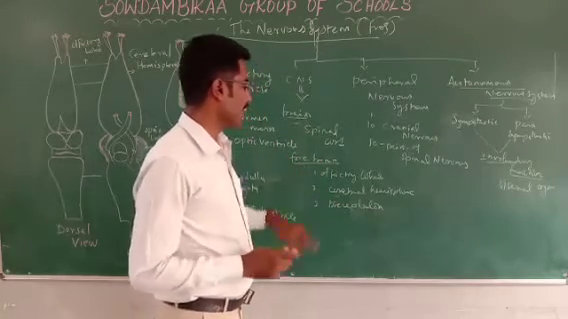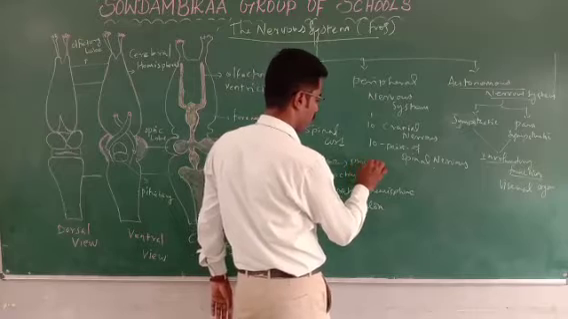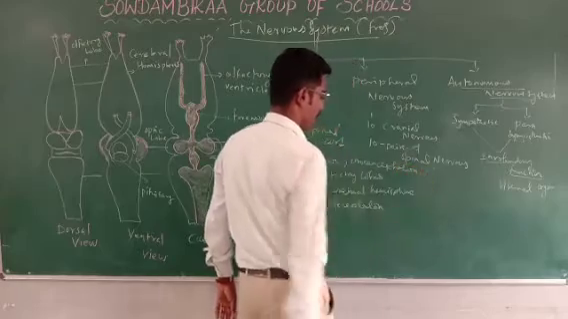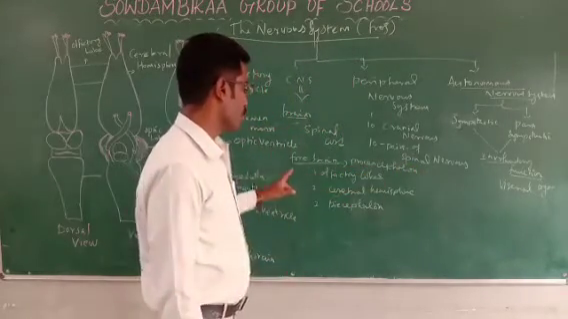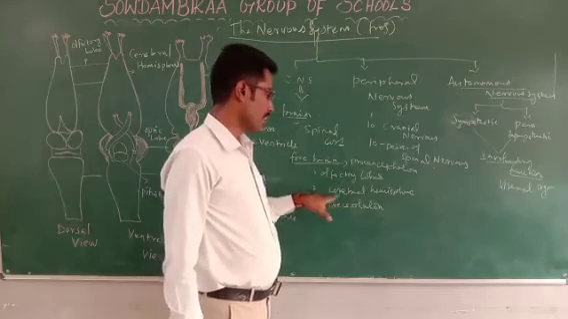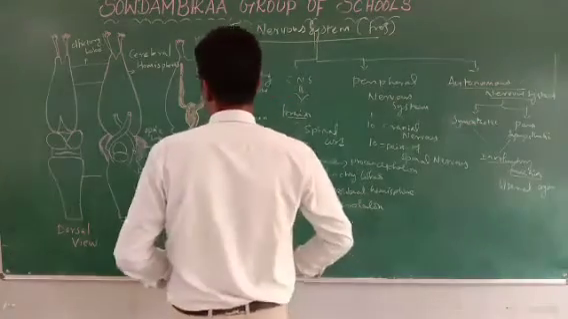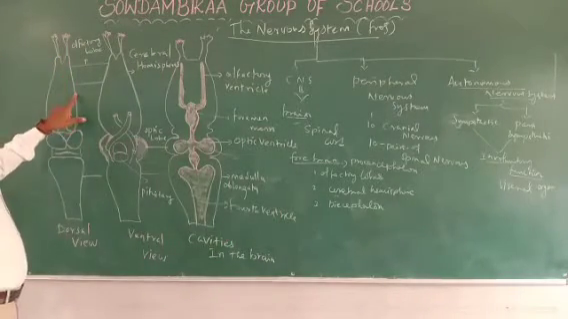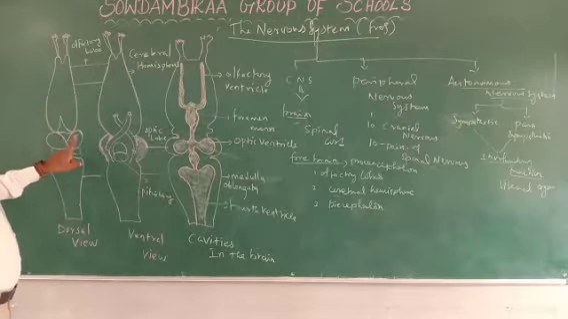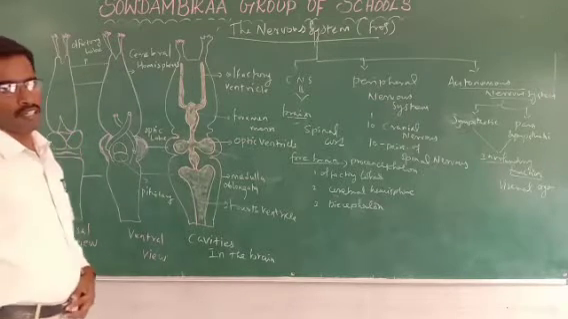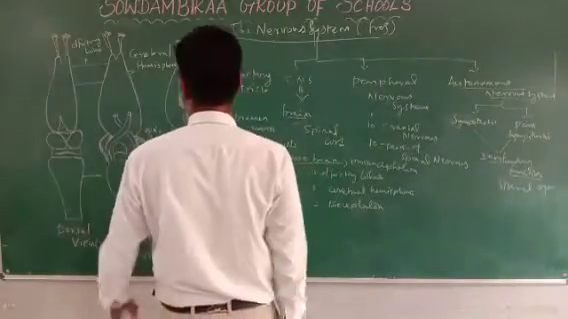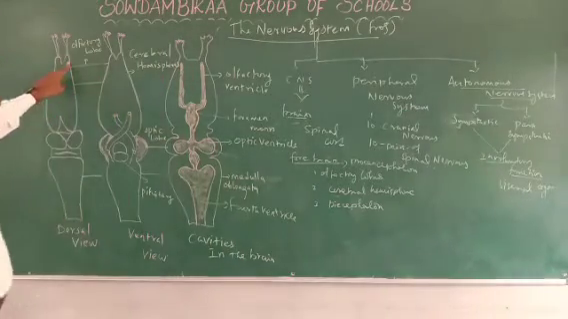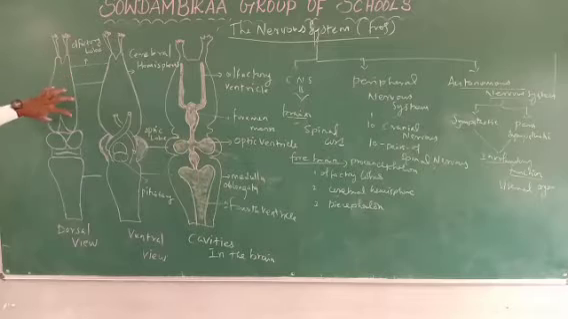The forebrain, another name is prosencephalon. The forebrain consists of olfactory lobes, cerebral hemisphere, and diencephalon. See the diagram. This is the olfactory lobes. That is the cerebral hemisphere. That is the diencephalon. The olfactory lobes are narrow, present at the anterior region, and posteriorly fused.